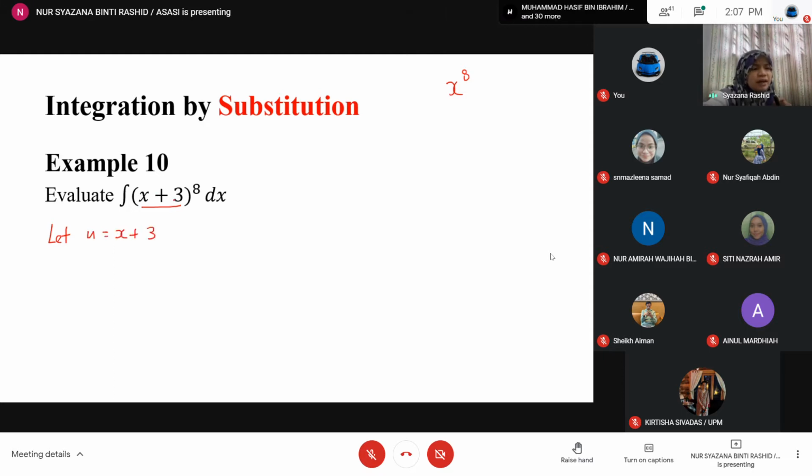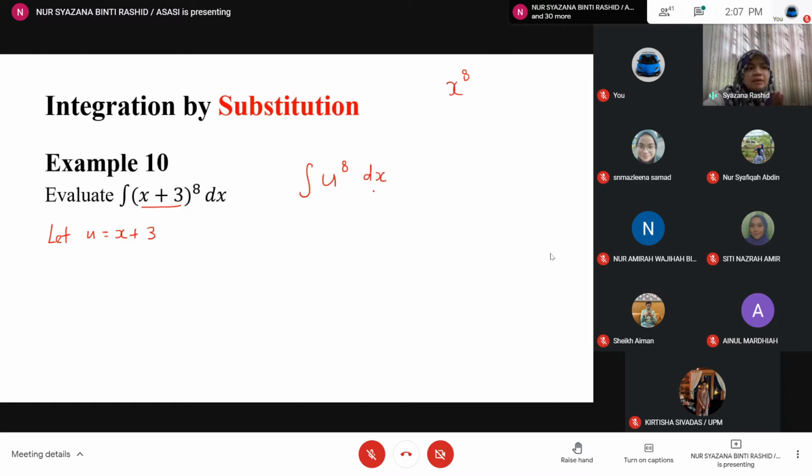Okay, so that now I change this form into u power 8. So actually I'm making this u power 8. Okay, instead of it is x plus 3, now I purposely did this. Okay, u is equal to x plus 3, meaning now it becomes u power 8. But for now, I don't do anything on this dx. So just copy back this dx. Saya tak buat apa-apa lagi dekat dx ni. So just copy back dx.